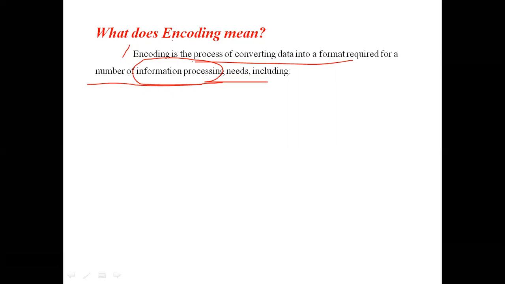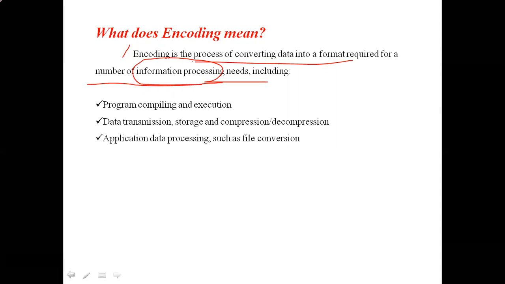Simply in our language, whatever the official definition, encoding means converting the data from one format to another format. For example, translation. From English, we are translating to Hindi. From Hindi, we are translating to Telugu. That is called encoding. Generally, in computer science, we are using encoding during program compiling and execution. Knowingly or unknowingly, we are performing encoding during program compilation and execution.